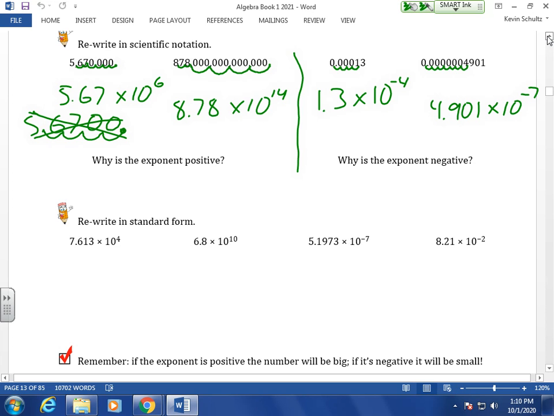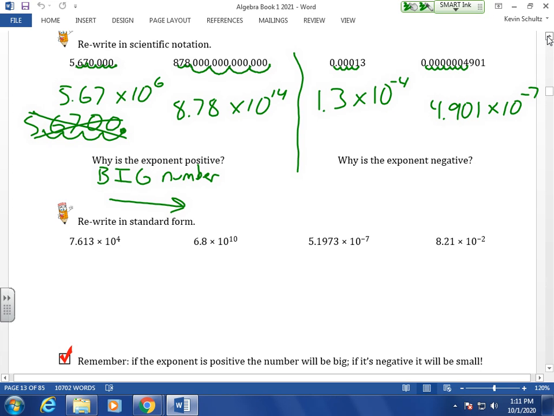Big. And when our exponent is positive, that means we are multiplying by 10. And when you multiply by 10, the decimal point goes to the right. And that's how we get back to our original number. Starting at 5.67, if we want to turn that into a number that's big, we've got to move the decimal point to the right. Like a number line. Okay? And that's why it's 10 to the positive 6th.